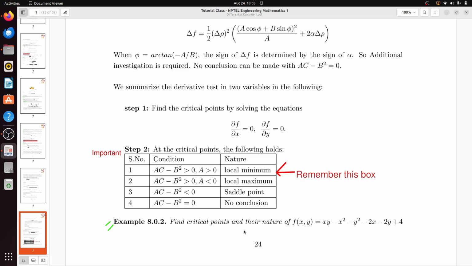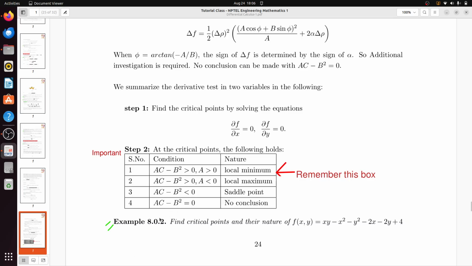AC minus B square greater than 0 and A greater than 0, minimum. AC minus B square greater than 0, A less than 0, maximum. AC minus B square less than 0, then it is a saddle point. And AC minus B square equal to 0, the test fails.